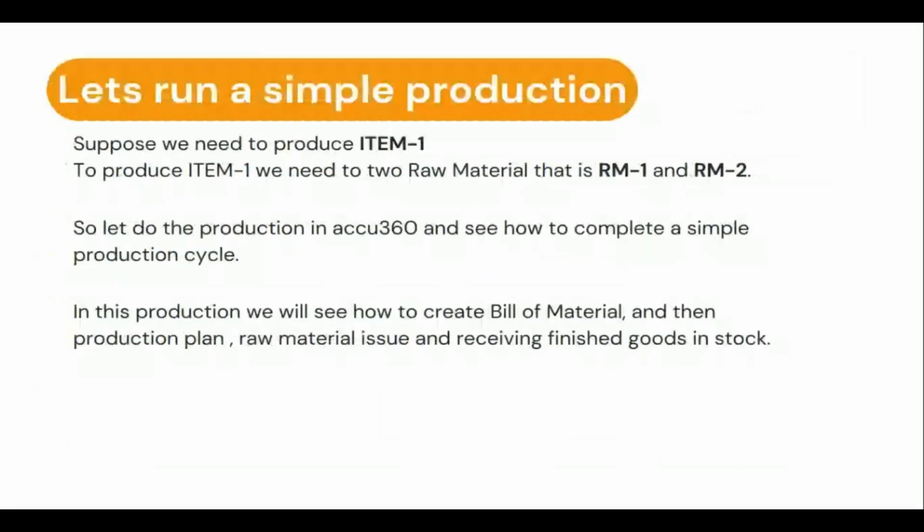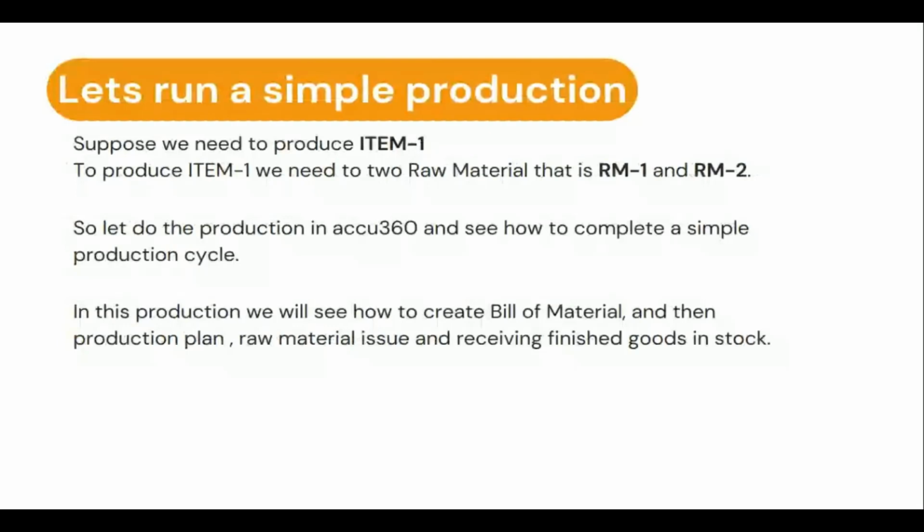Okay, so in this video we will see how to create a simple bill of material. Here we are taking one example, to create a bill of material for item 1. To produce item 1 we need two raw materials, raw material 1 and raw material 2. So let's do the production and see how we complete the cycle. Also in this production we will see how to create the bill of material, then the production planning, raw material issue, and receiving the finished goods.